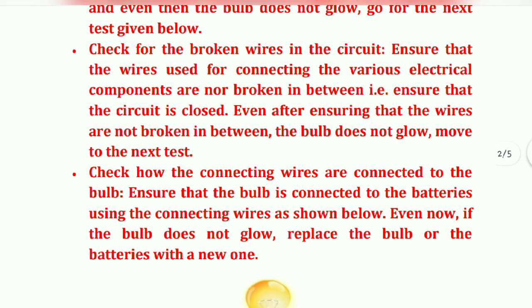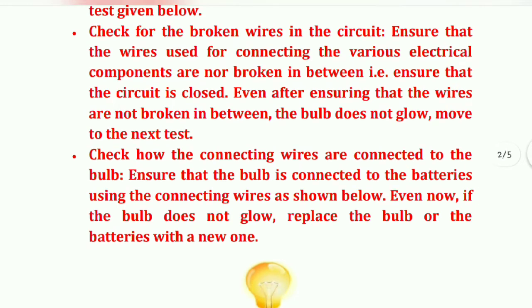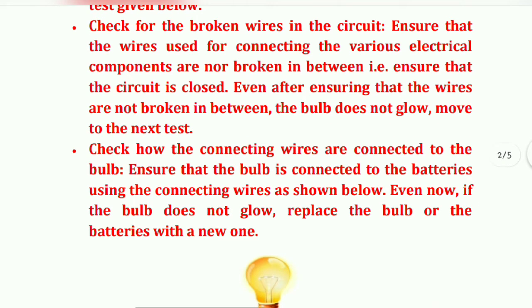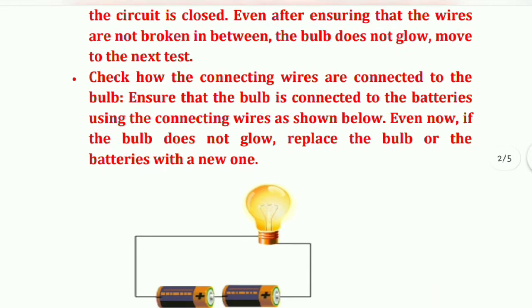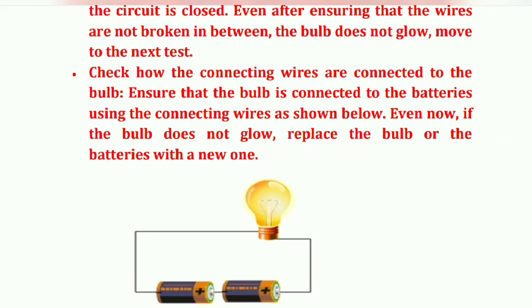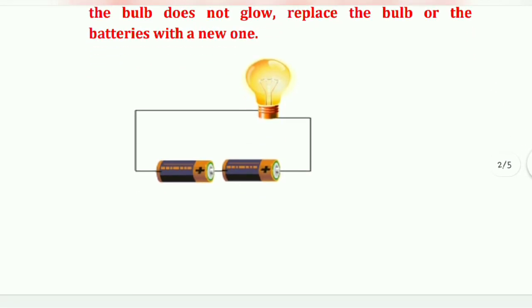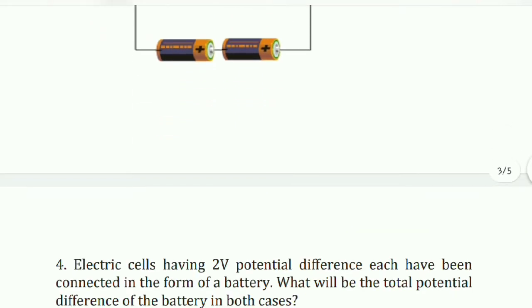Even after ensuring that the wires are not broken in between, if the bulb does not glow, move to the next test. Then third test is, check how the connecting wires are connected to the bulb. Ensure that the bulb is connected to the batteries using the connecting wires as shown below. Even now, if the bulb does not glow, replace the bulb or the batteries with new ones. Okay, you can see the image here.